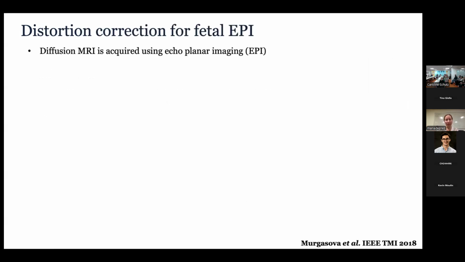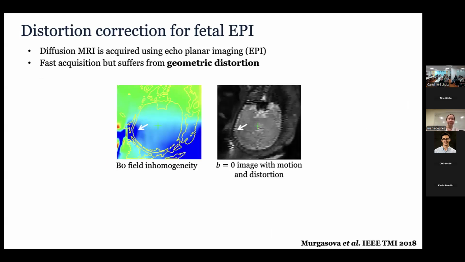So one of the problems that we didn't have with HASTE and we have with diffusion is that we are using echo-planar imaging because it's fast, and we need to go fast because we need to acquire multiple volumes. But the price we pay for fast acquisition is geometric distortion. So we need to have something to correct distortion.